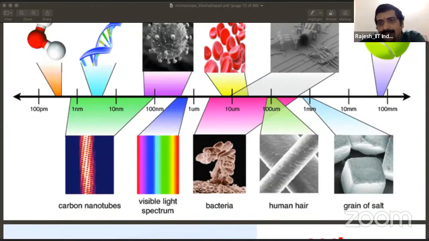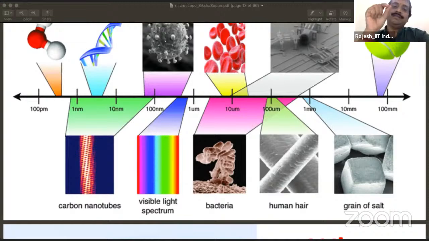Why is blue color preferred in resolving? Because the resolving power, that is how closely things you can resolve, is directly proportional to the wavelength. And blue has the smallest wavelength, because if you want to see only through the color, through the optical wavelengths, then blue is the smallest wavelength.